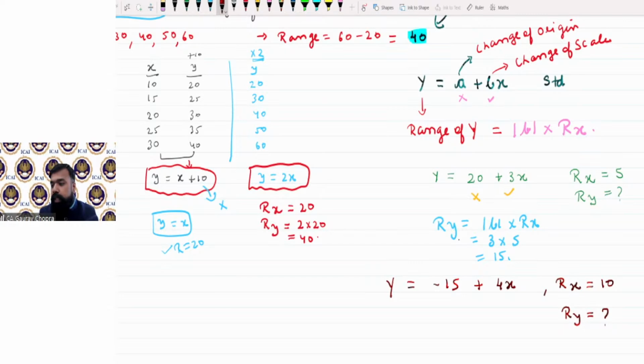Manish has given the answer 40, Aryan says 40, Samina, Pramod, Swatigiri, Aditya, Aisha. Everyone has given 40. Yes, so 40 is the perfect answer. So range of y will be mod of b is 4 multiplied by 10. It becomes 40.